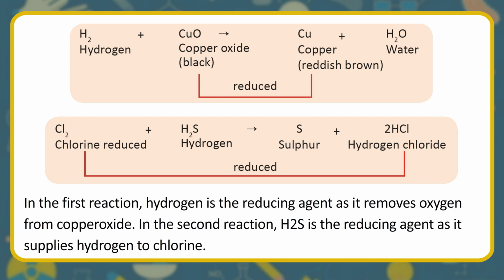In the first reaction, hydrogen is the reducing agent as it removes oxygen from copper oxide. In the second reaction, H2S is the reducing agent as it supplies hydrogen to chlorine.